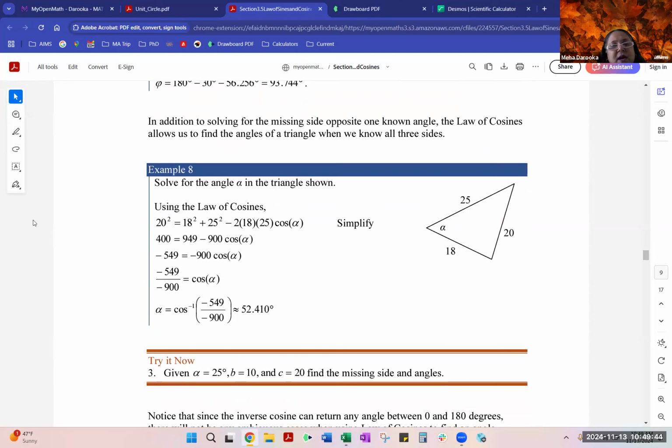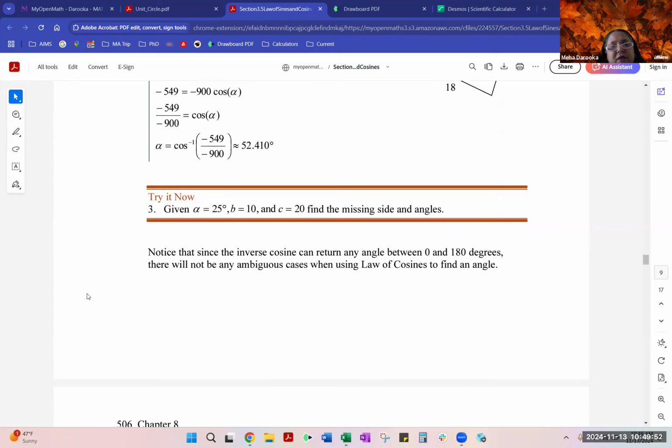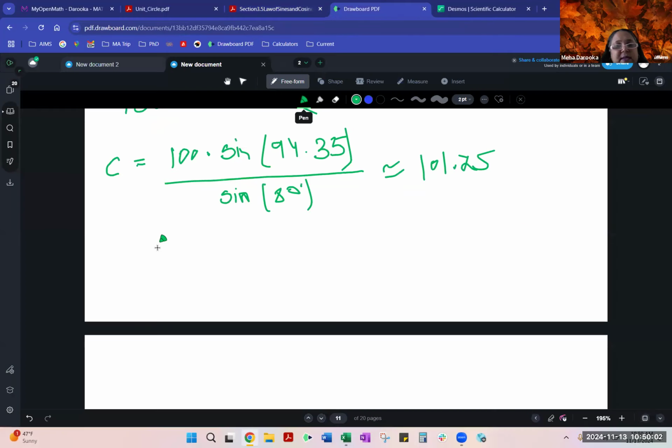So questions on this example here, guys? Okay, if you do not have a question on that, let's get into try it now, number 3. You can see we are given alpha, side B, and side C. So let's take a look at that.